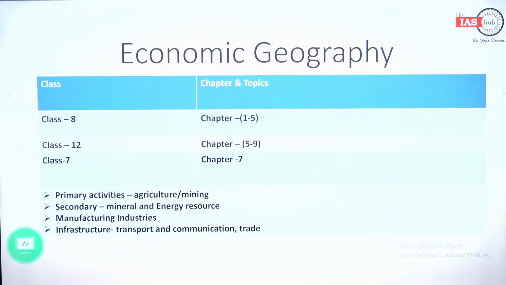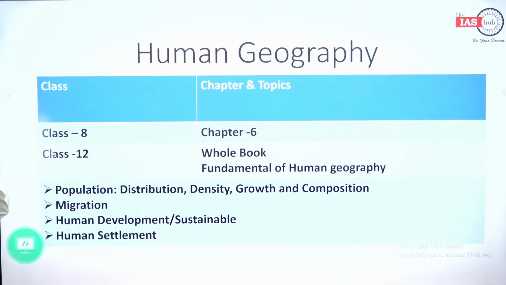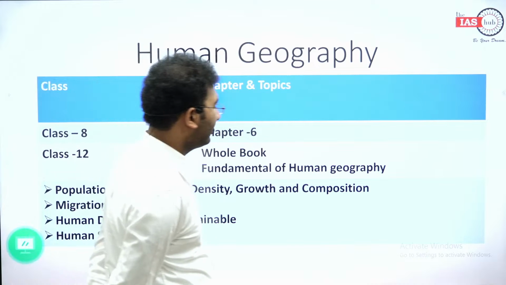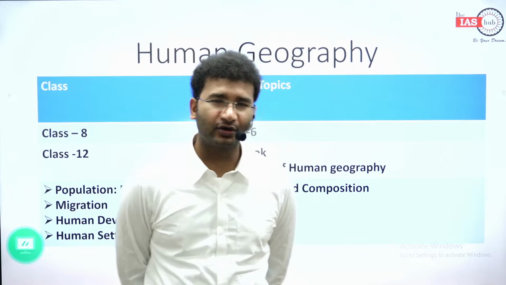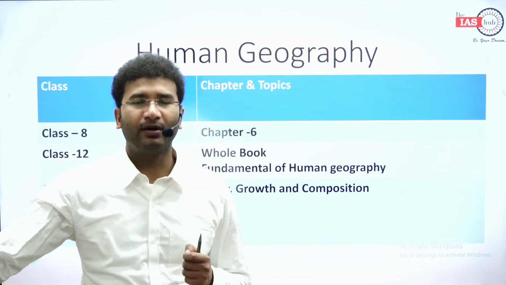Right? And the other chapters of human geography are: chapter 6 in class 8. Go to class 12, you will find a book called Fundamentals of Human Geography. In the Fundamentals of Human Geography book, you will have to read this book completely.